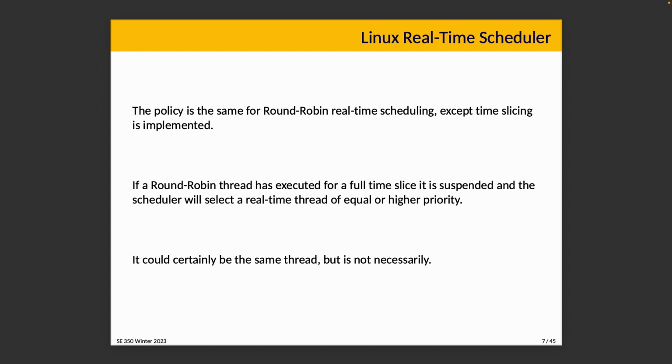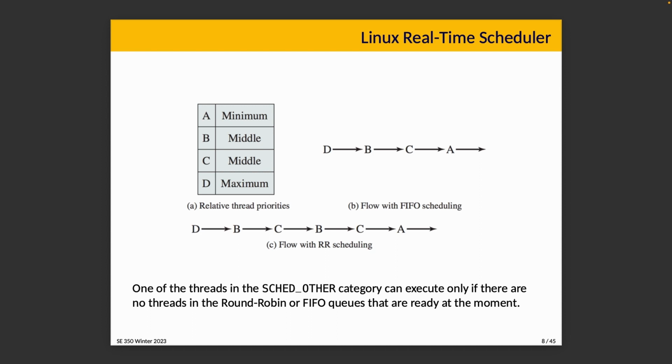So the difference between these is shown in this diagram. We have relative thread priorities. Instead of assigning numbers to them, they're just minimum, middle, and maximum, where B and C are equal. And with first-in, first-out scheduling, we'll do the thing that is the highest priority first. We're assuming none of them get blocked for I/O or other reasons, but we'll do that.